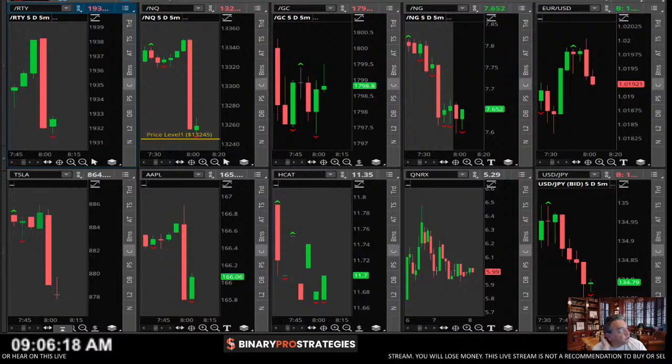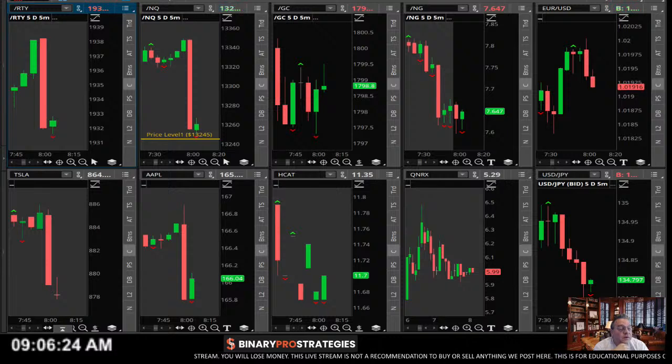Possible short coming up on the US yen. Let's have a few more minutes to see if this pattern is actually going to hold in form here on the yen for a short.